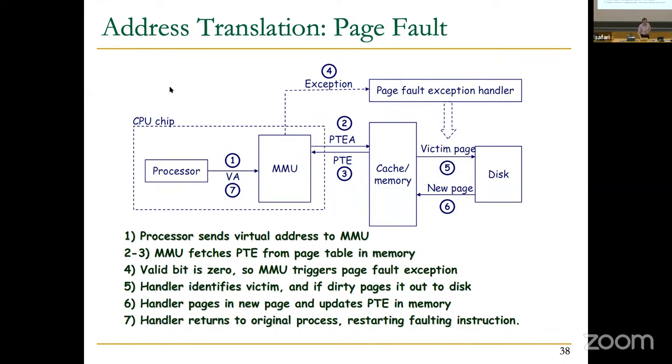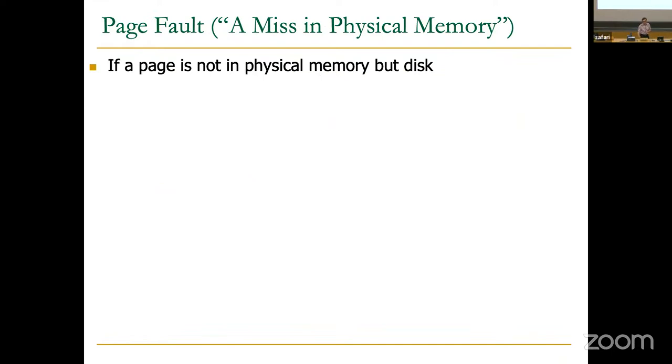So you need to handle the page fault in this case. Essentially, the valid bit is zero. A page fault exception is triggered. Once a page fault exception is triggered, a page fault handler kicks in. Assuming the physical memory is full, it first evicts some dirty page out to the disk, for example, assuming it's going to replace that. And then the handler pages in a new page and updates the page table entry in memory. Then it returns control to the original process, restarting from the faulting instruction that caused the fault. And hopefully that gets a page hit and hopefully a TLB hit, because you filled all of those when you handled the fault. So let's take a look at how this is handled a little bit.